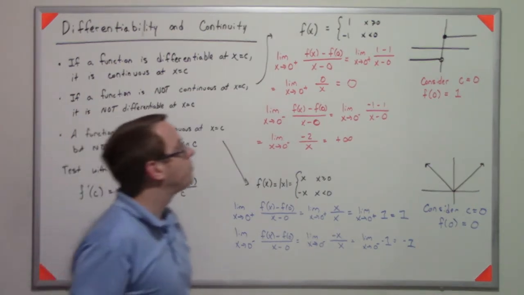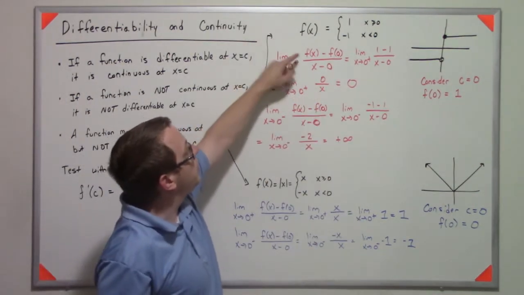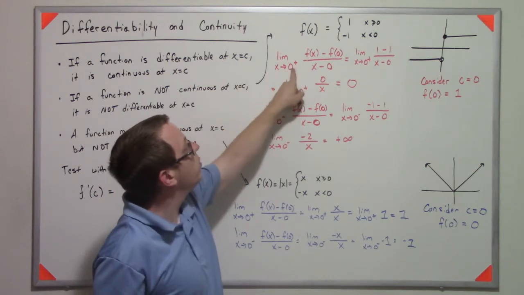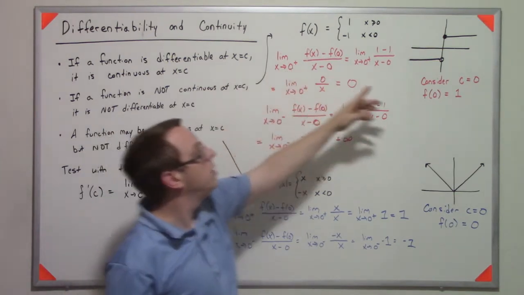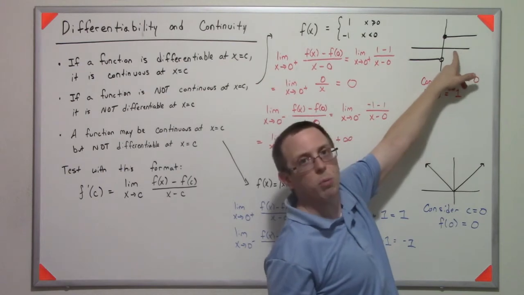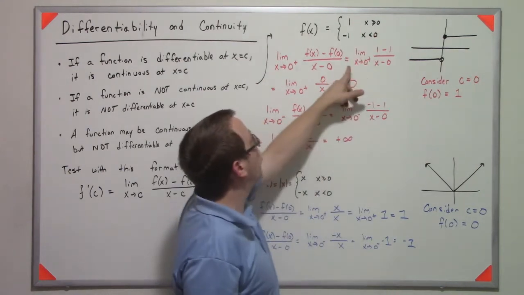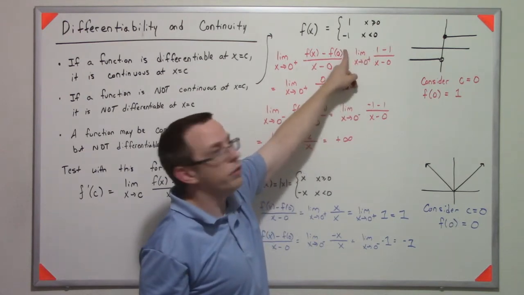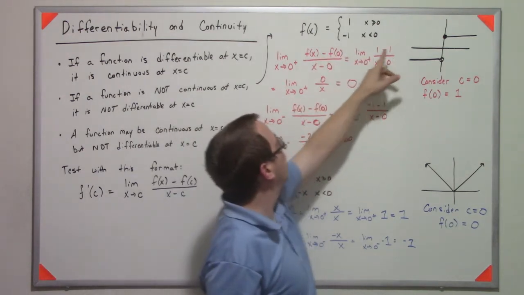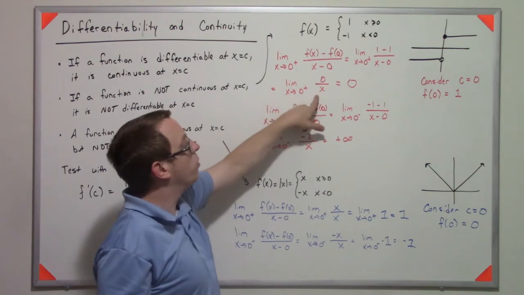So anyway, by doing this, we take the function value. Since we're coming from the right, all the values that we're inputting are positive values. So we know that the function output must be 1. And we know that the function value at 0 is 1. So we have this 0 over x.